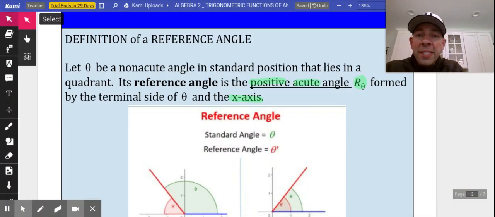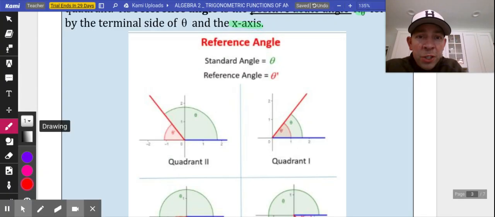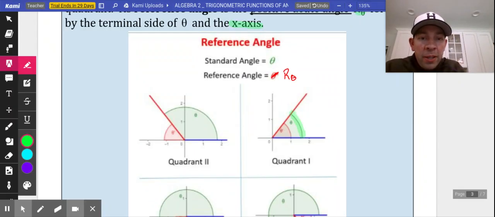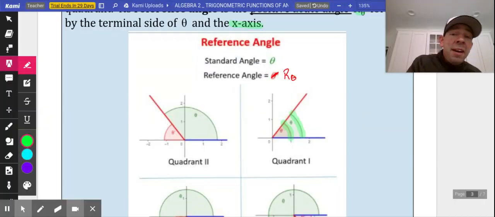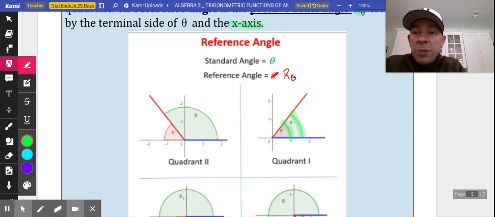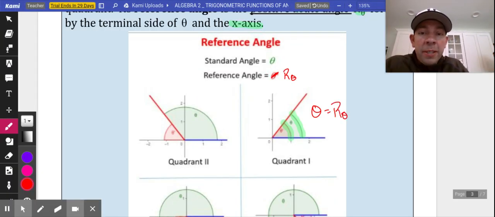So every little detail in that definition is probably more important than we think. I'm going to change the notation right here to capital R subscript theta. Okay, so let's say for starters, we're in the first quadrant here. Here's your original theta. So in this case, the reference angle is the same exact angle. So what's the reference angle of 60? 60. What's the reference angle of 75? 75. So there's nothing fancy there. In other words, we could just say theta equals the reference angle.